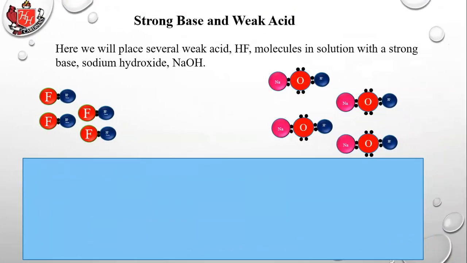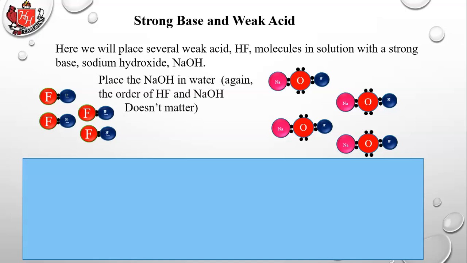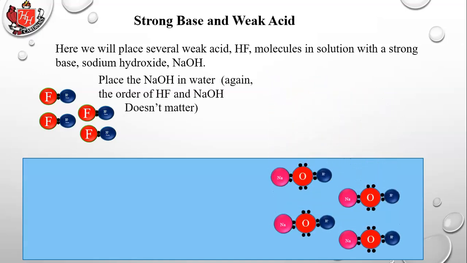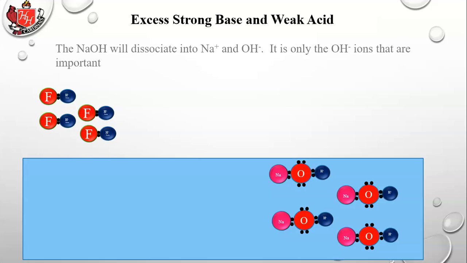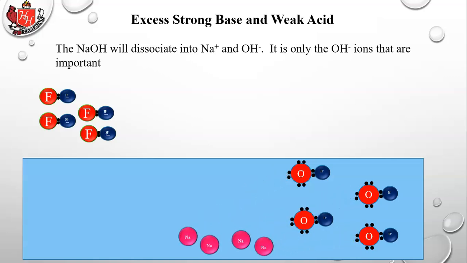Here we will place several weak acid HF molecules in solution with a strong base, sodium hydroxide. So place the NaOH in water. Again, the order of HF and NaOH doesn't matter. The NaOH will dissociate into Na and OH ions. It is only the OH minus ions that are important. So there it goes.